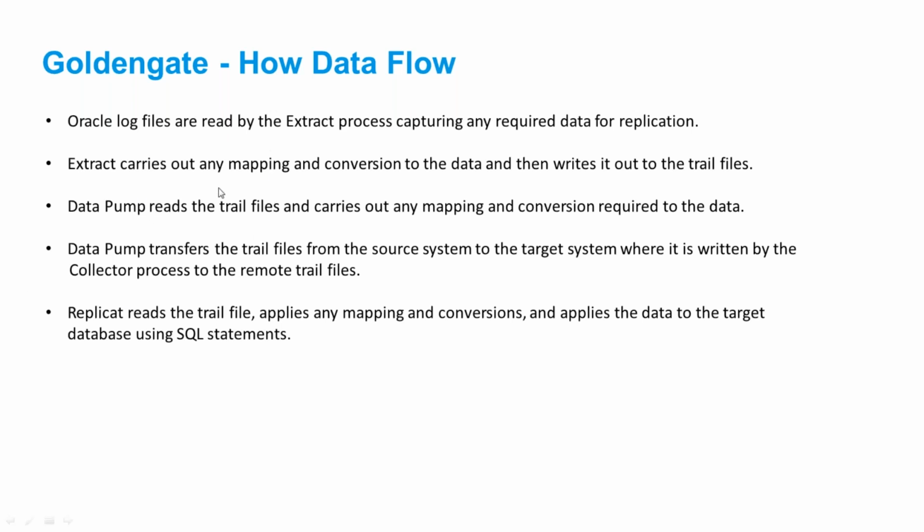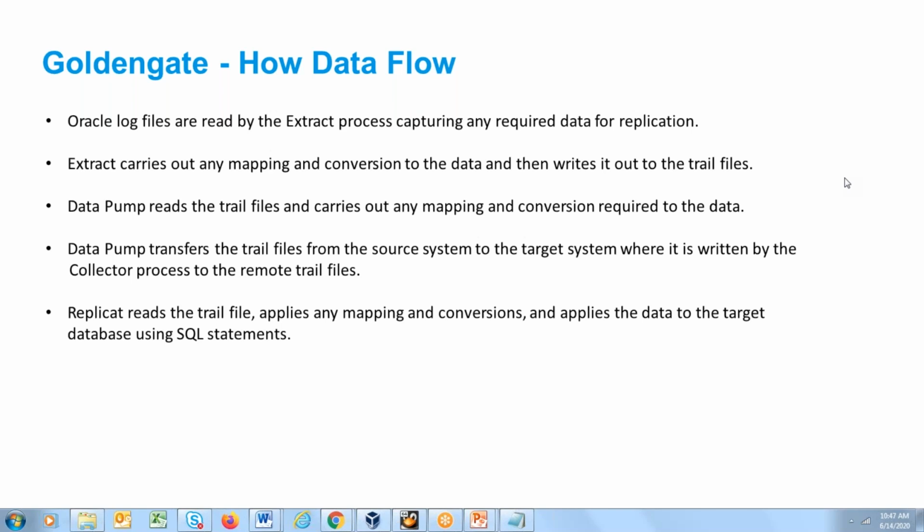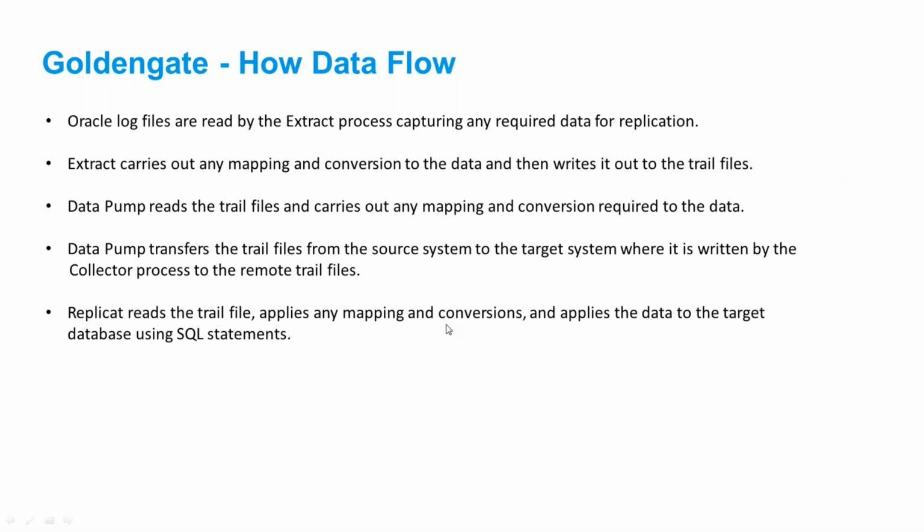Once extract receives the changes, it writes them to the local trail. Once the data becomes available in the local trail, data pump reads the trail file, and whatever mapping or conversion needs to be done, it does that, and then transfers the data written into the trail file from the source to the target system, where the collector process writes them to the remote trail file. So if it is classic, the collector process will do that task, and if it is microservices, the receiver server will do that for you. And once the data becomes available in the remote trail, the replicat process reads the trail file and applies the data to the target database.